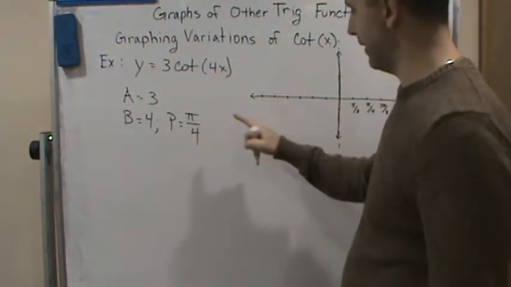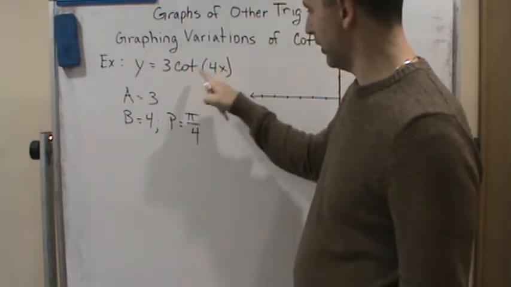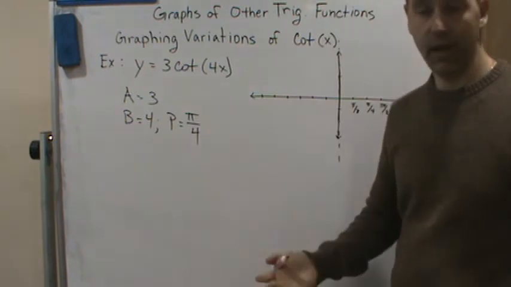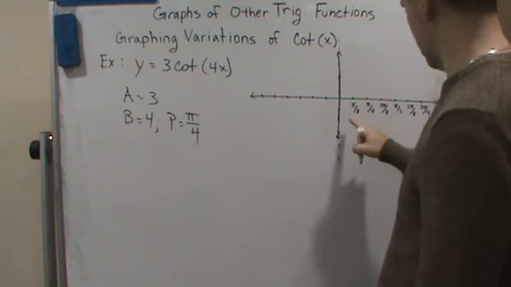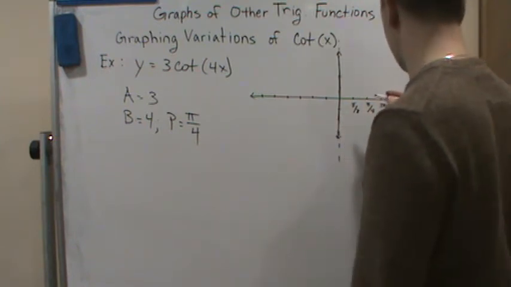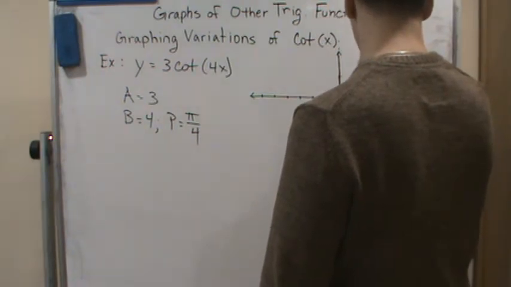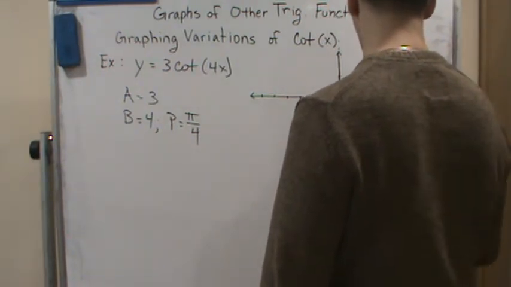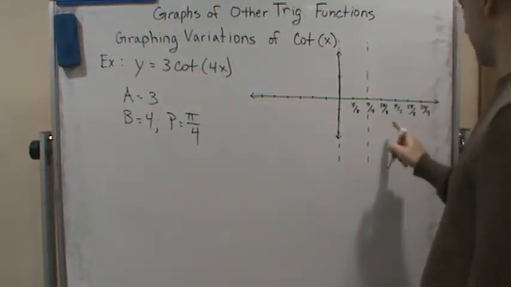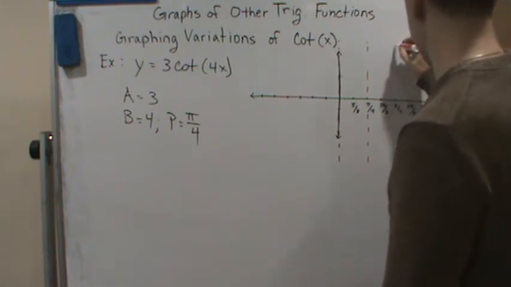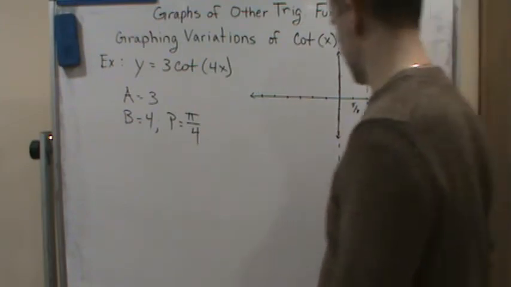Okay, and you can verify that, right? Because if I do pi over 4 here, guess what? I get pi. And so cotangent of pi is undefined. So that confirms that I'm right. So I'm going to go every pi over 4, which is going to be right here. So there's going to be an asymptote here. And then at 2 pi over 4, which is 1/2, there's going to be an asymptote here. And so you can see that's the pattern.